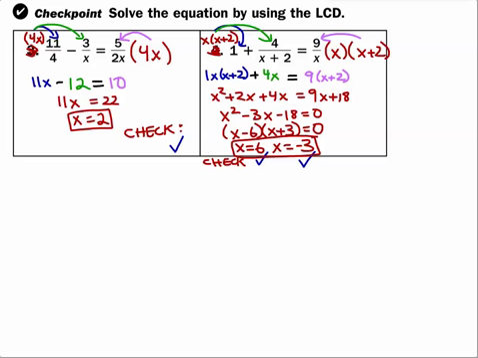In these cases, you need to do it twice, once for the left side of the equal sign, once for the right side of the equal sign. Both 6 and negative 3 worked out. So they're both solutions. That's all for page 2 of the notes.